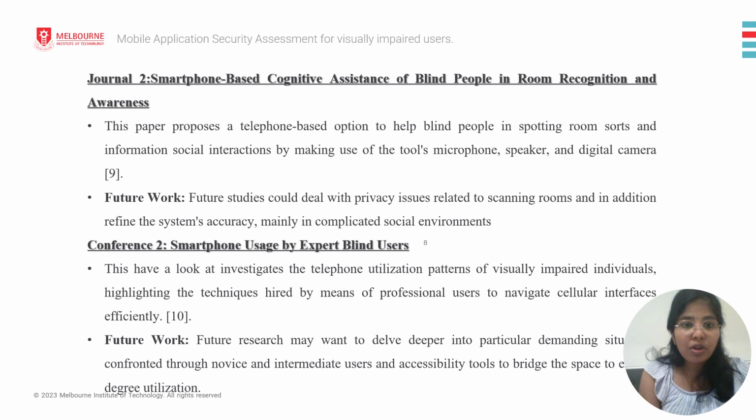These are my Journal 2 and Conference 2 papers. They are mainly regarding smartphone-based cognitive assistance for blind people and smartphone usage by expert blind users. This is the overview of my Journal 2 and Conference 2 papers, and the Journal 2 future work mainly deals with the privacy issues of blind users related to scanning rooms and additional privacy information. And the Conference future work mainly wants to delve deeper into particular challenges confronted by no-voice and intermediate users.